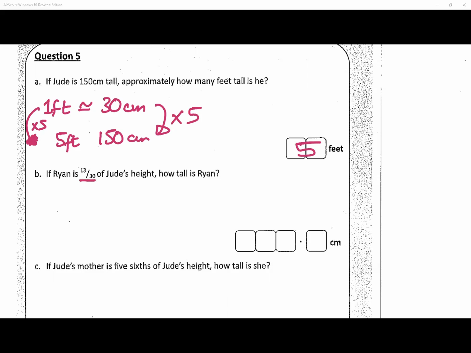This fraction and the word "of". So let's write it down: 13 over 30 of. What does "of" mean? Does it mean something is apart or something? No, the word "of" here means times. Mathematically, when you work with a fraction of something, the word "of" is translated directly into times.